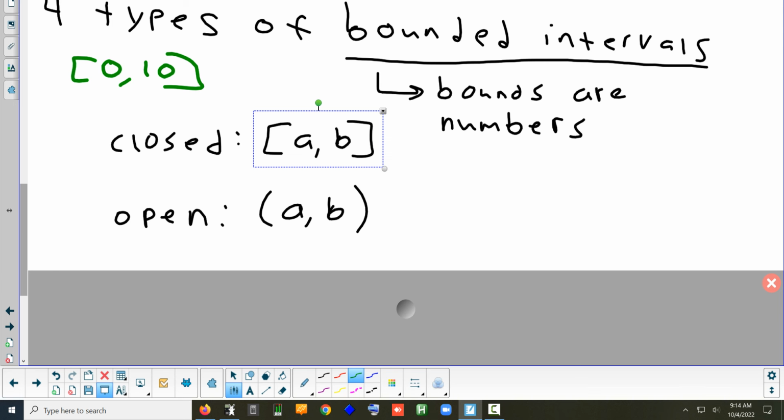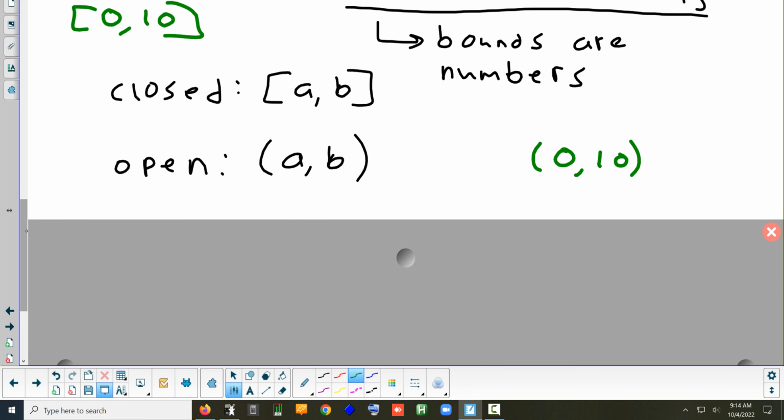Now, if you compare that to picking a number in this interval, remember that is not a coordinate, that's an interval. It means you can pick a number between 0 and 10, but you cannot use the 0 and you cannot use the 10. That's what the parenthesis means. So an open interval does not include the endpoints.